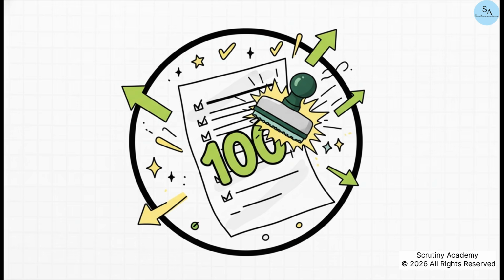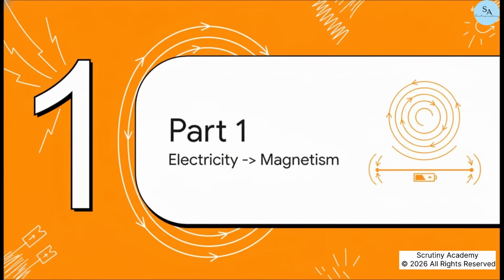So, let's get focused. First things first, you've got to understand that electromagnetism is a two-way street. We're going to start with the first direction, how a simple flow of electricity can, like magic, create a magnetic field right out of thin air.